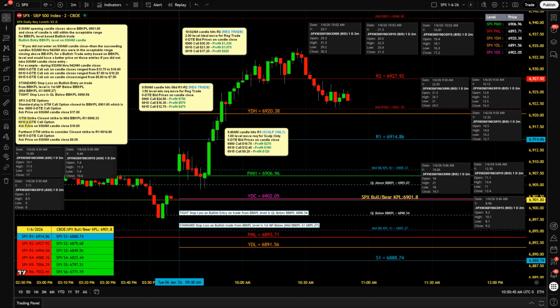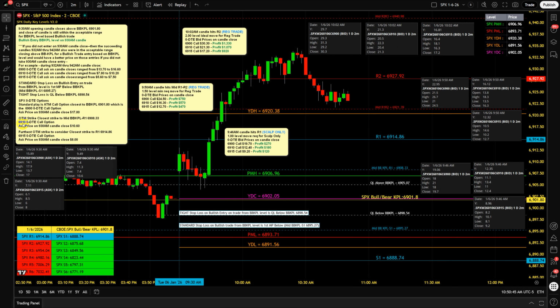So in the 6908.33, the 6910 is the closest strike to that. So that would be your first alternative here. Then the second alternative would be the furthest out of the money strike you can consider. You would simply look one level up in the direction that you're trading from the trade level that you're taking the trade from. So in this case, that's the R1, 6914.86. So the closest strike to that is going to be the 6915.